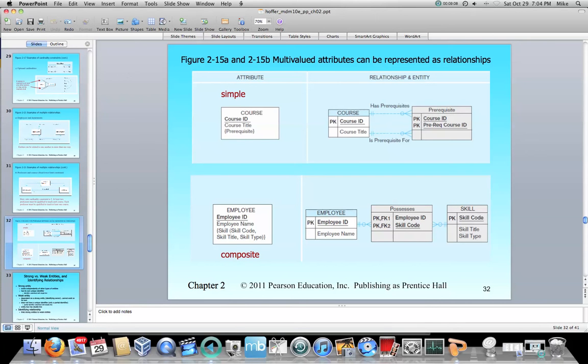And then if we have a composite attribute, as we have on the bottom here, we have an employee that has many skills. We can set up 3 entities. We can set up one entity that lists all the skills. We can have another entity that lists the employees. And then our associative entity, which again, I will explain more later, would keep track of the skills that are associated with each employee. So that's another way of doing that. And that will end our discussion on attributes and relationships and their types.